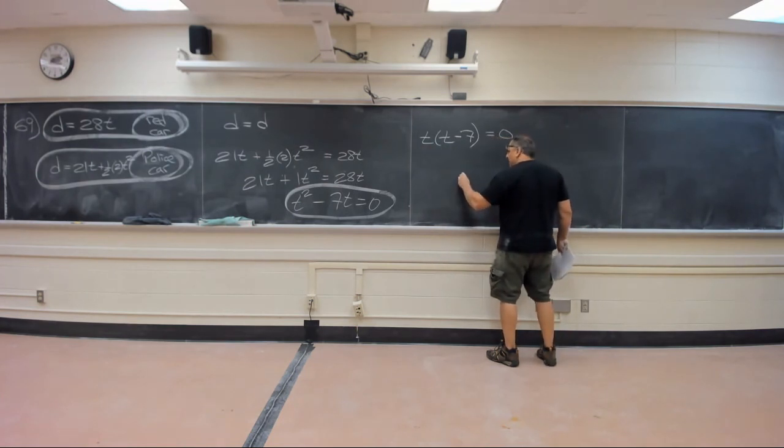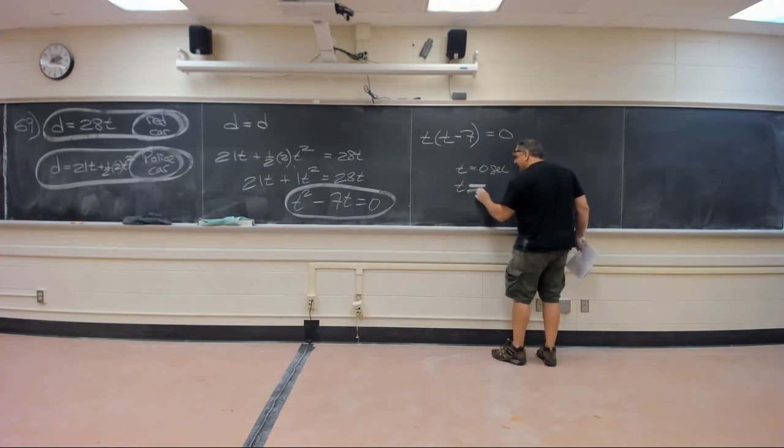Degree 2 polynomial, two solutions. T equals 0 seconds, that's right when he passed, man. They both went the same distance. What distance did they go at time t equals 0? They went 0 distance. We're going to say that was distance 0.